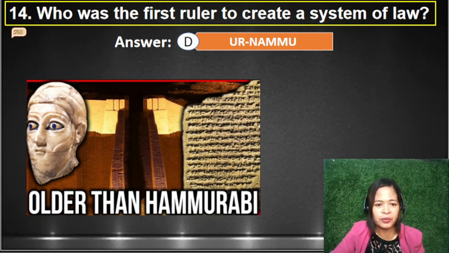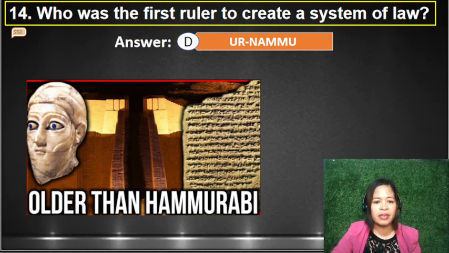So the Code of Ur-Nammu is the oldest extant law code in the world. Okay, it was written by the Sumerian king Ur-Nammu, or his son Shulgi, before the famous Code of Hammurabi was inscribed by Babylonian king Hammurabi. So Ur-Nammu is older than Hammurabi.